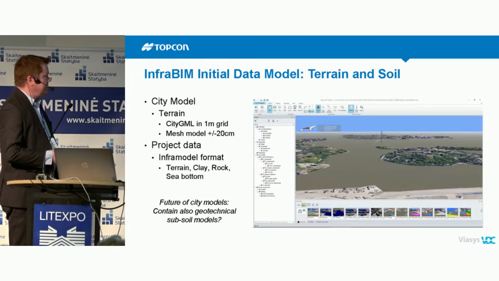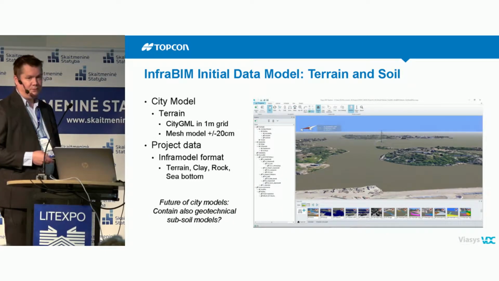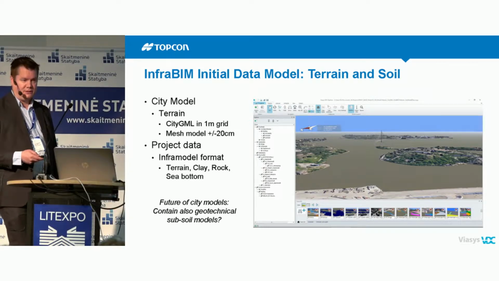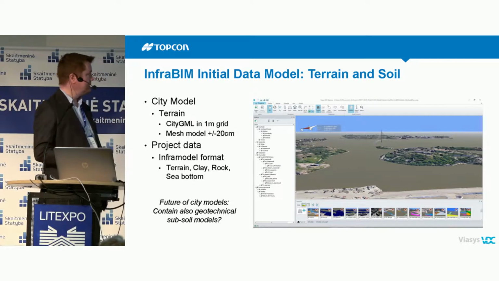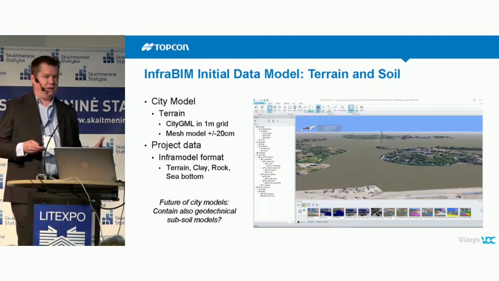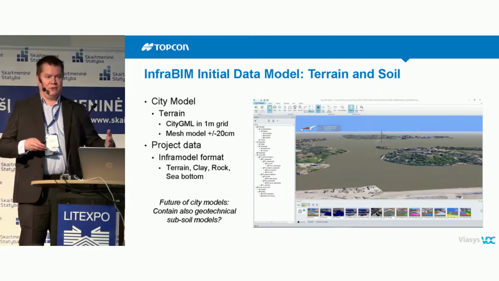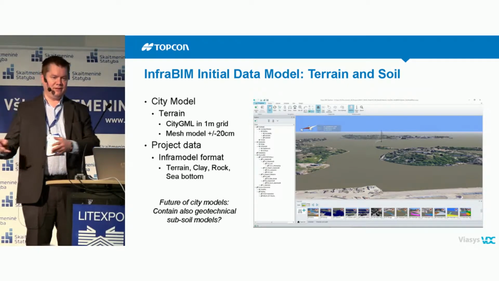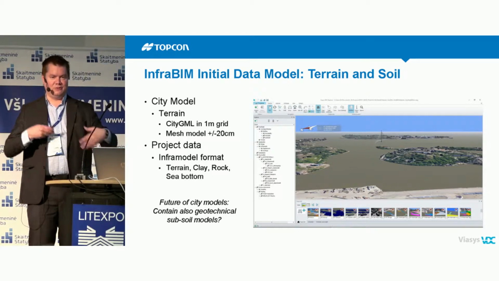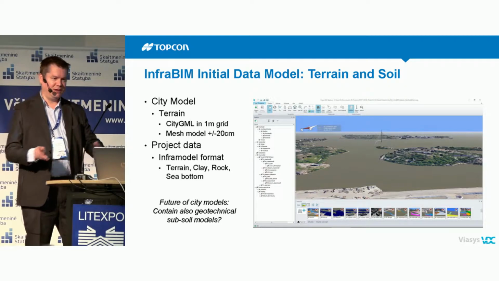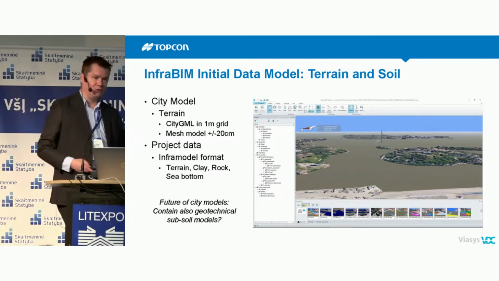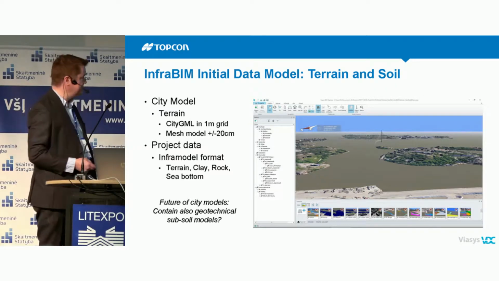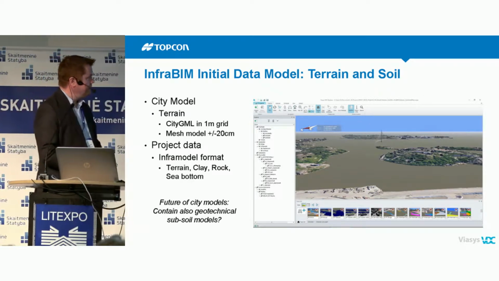We also analyzed that the terrain model in the city model is accurate enough to be used in the design. So the city model is automatically input data for the design process, because typically when you start a design project, you need to survey. And every time you start a project in the same area, you survey again and again. But if you have a city model, you already have that data available. So that's a real cost saving for any design project.